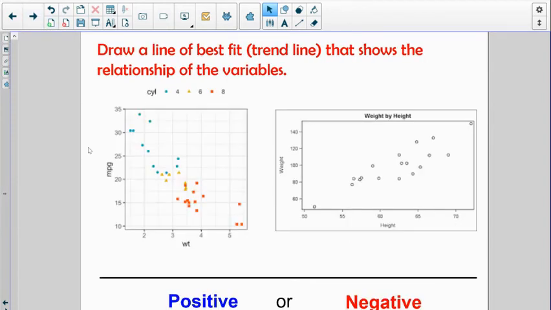Let's look at two more. And before I go through it, I want you to think about where you would place your line. And I know it's hard because you're not going to be able to draw this, but I just want you to visualize it and think about, where would you draw your trend line?